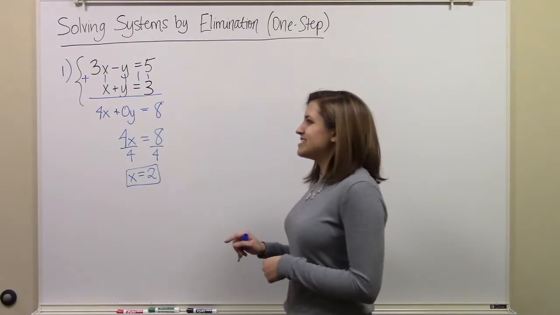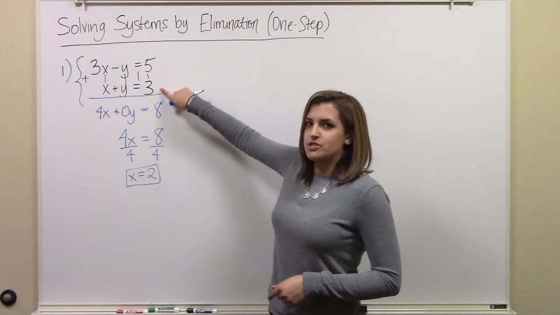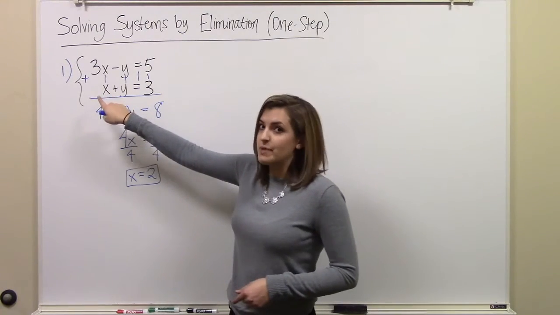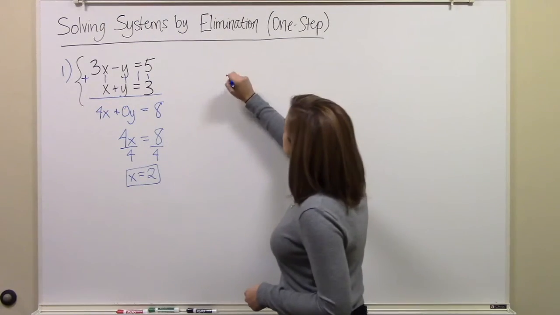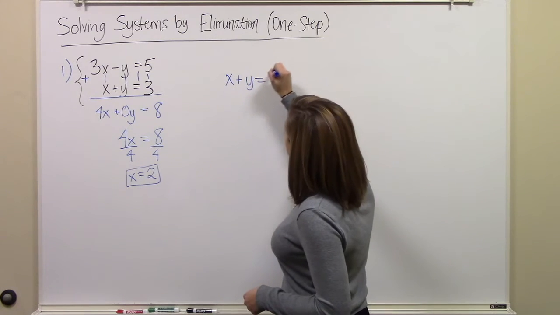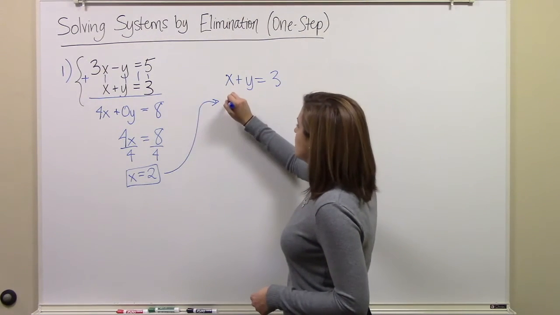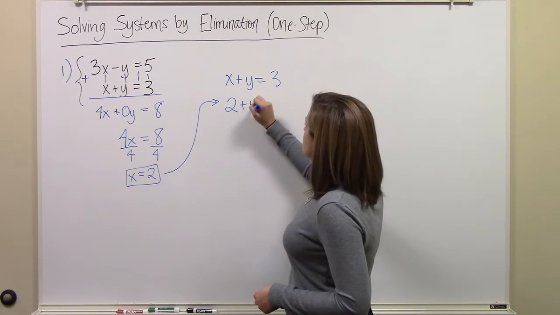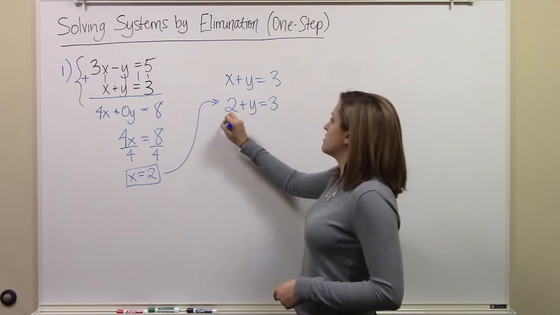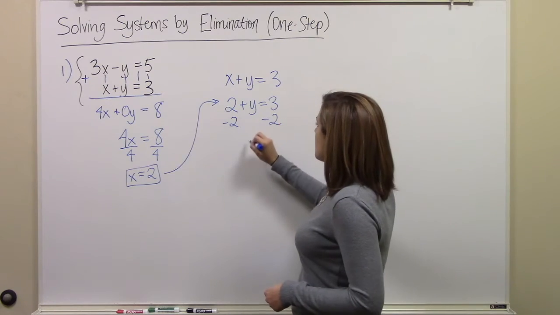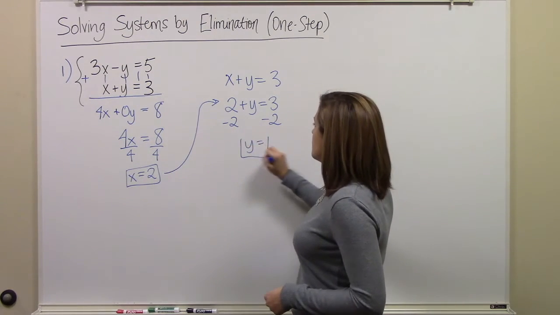But to make things easy, I'm going to plug it into the second equation because I don't have to multiply x by anything. So I'm going to take x plus y equals 3, and I'm going to plug in what I found for x. So I found 2 plus y equals 3, and when I subtract 2 from both sides, I get that y equals 1.